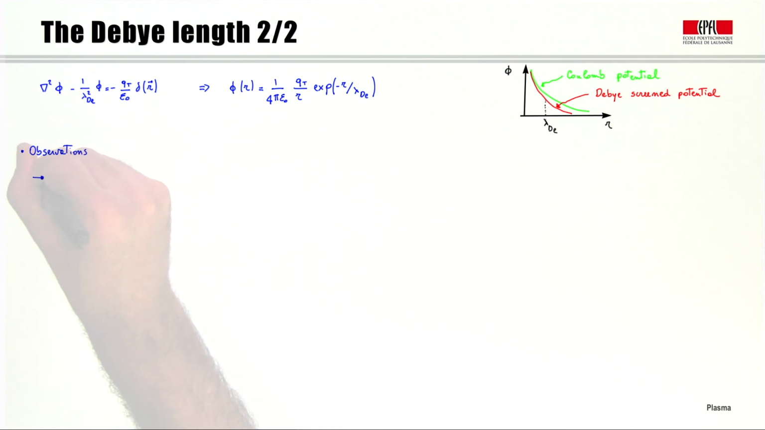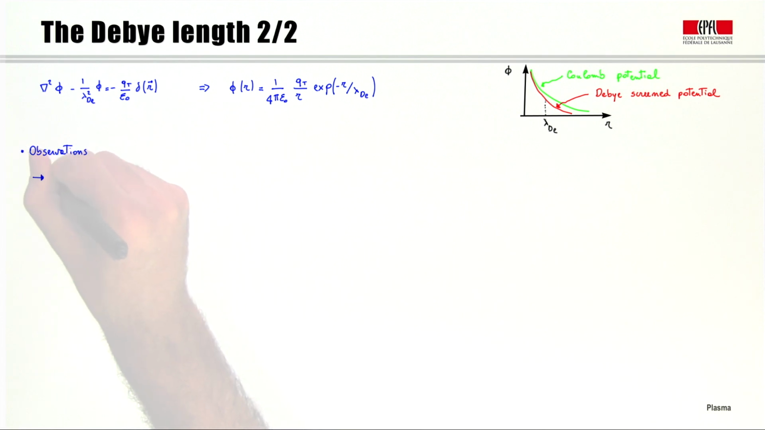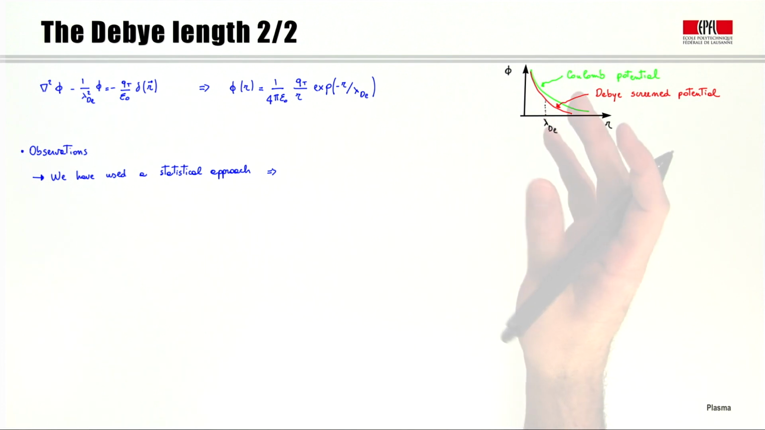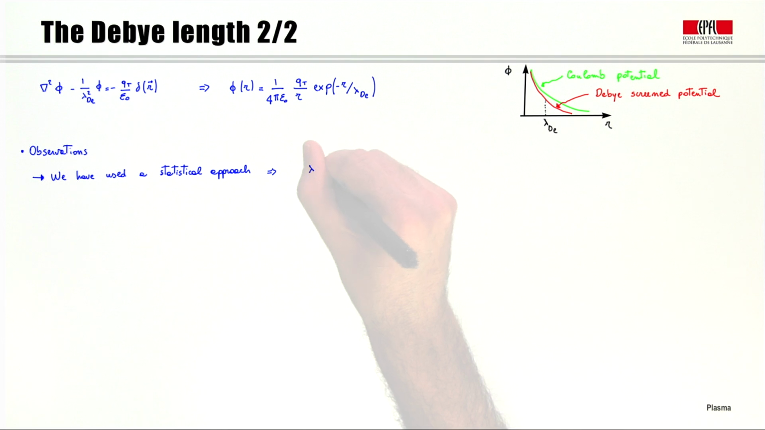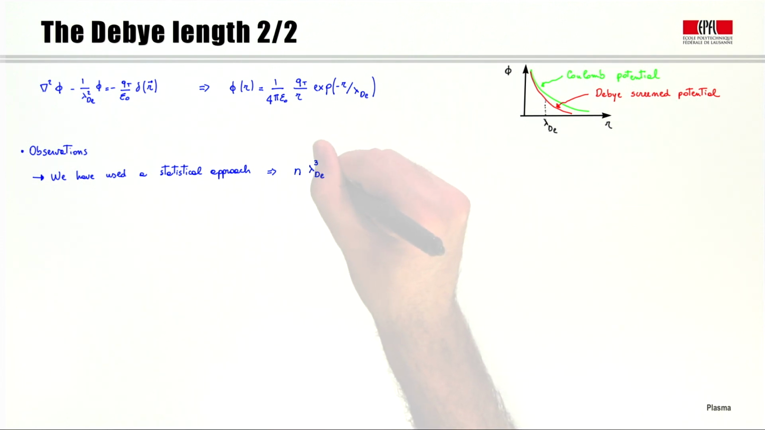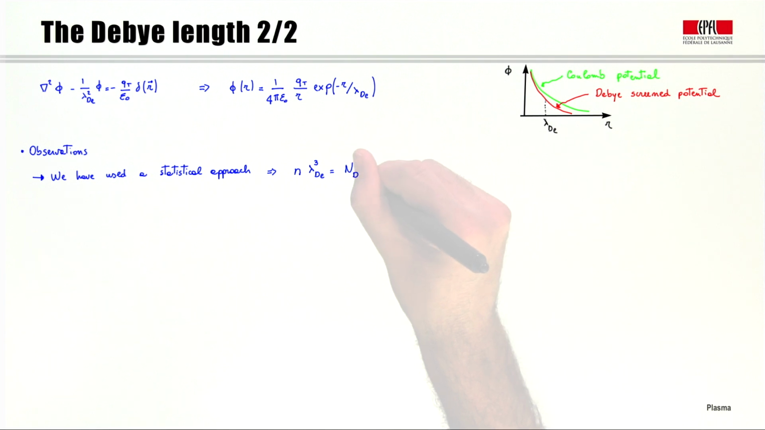So let me make a few observations. The first one is that in order to describe the plasma, we have used concepts like density. If you want, we have forgotten about the fact that charged particles in a plasma are discrete. We have used a statistical approach that makes sense only if inside the volume given by lambda De cube there is a high number of electrons or ions. In other terms, if n, the plasma density, times the lambda Debye cube, this is what we will call N capital D.